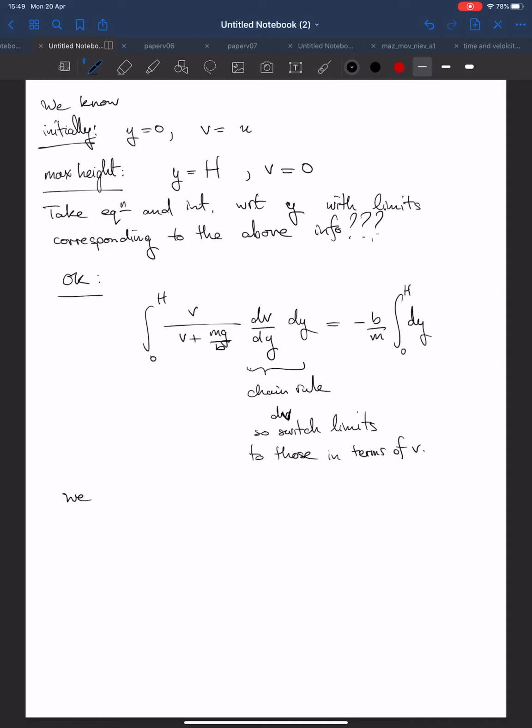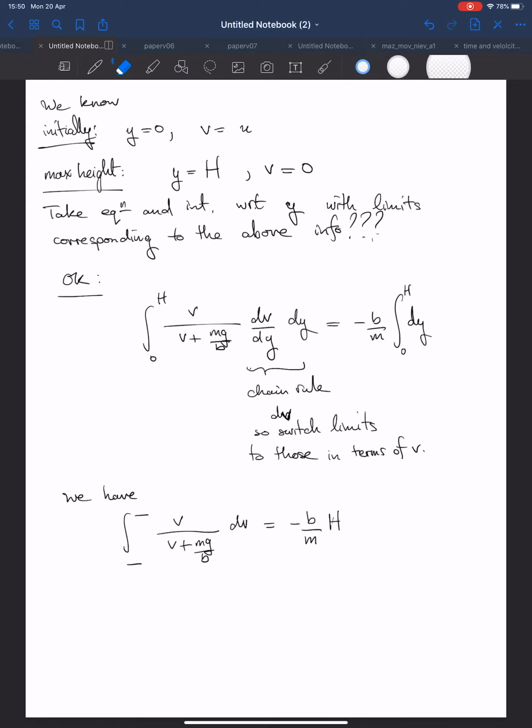We have integral, almost there. Integral. Now, I'll just put this down: mg over b dv equals b over m. Now, this is a straightforward definite integral on the right. To compute it just gives us h. But I have to do something about here and here.